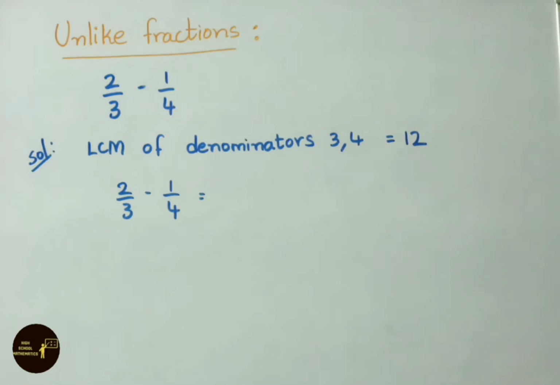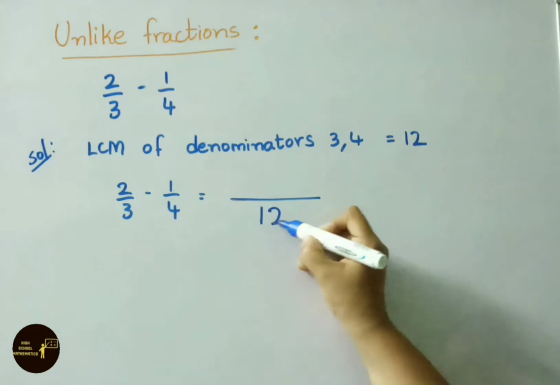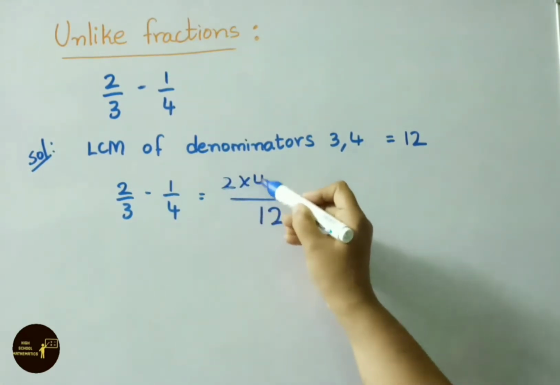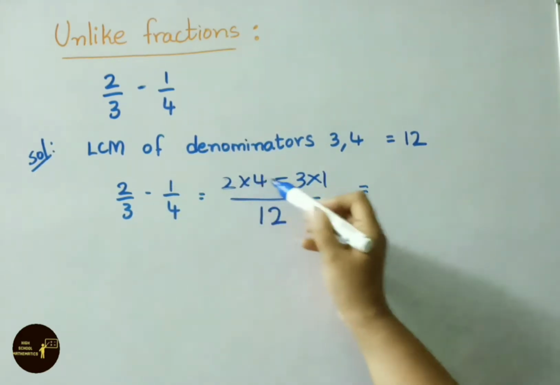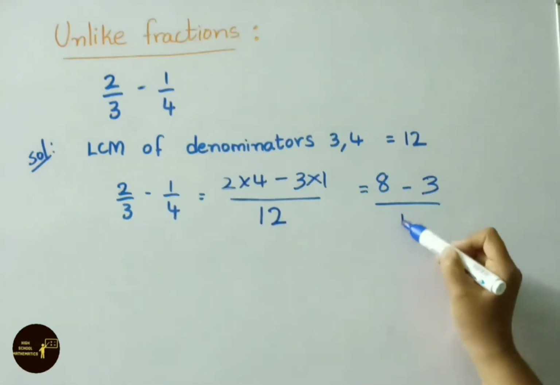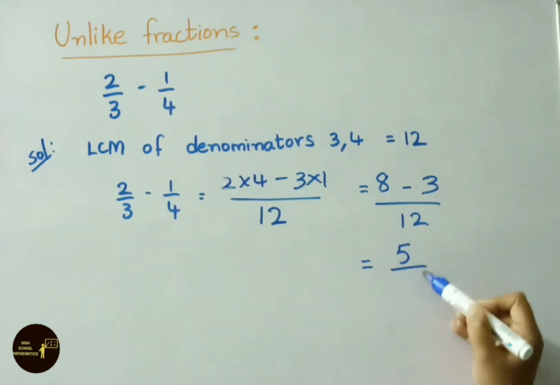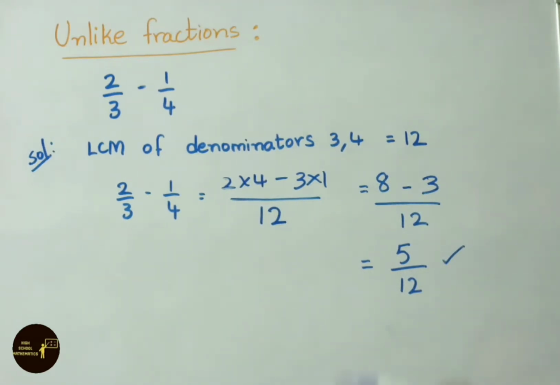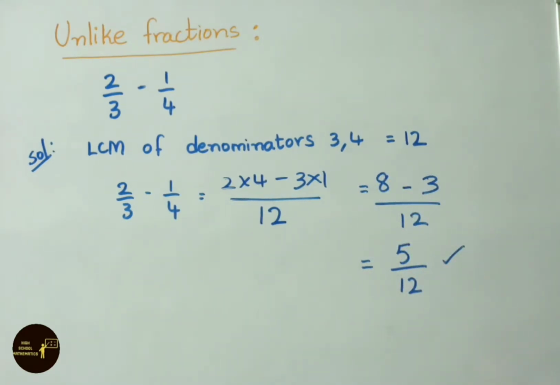Now let us see the sum now. Given question 2 by 3 minus 1 by 4. Our LCM is 12. Now we have to do cross multiplication. 2 into 4 minus 3 into 1. That equals to 2 4s are 8 minus 3 1s are 3 by denominator 12. See the numerator now, 8 minus 3 is 5 by denominator 12. So the answer is 5 by 12. So whenever unlike fractions were given, we have to do LCM and then after we have to solve the sum.